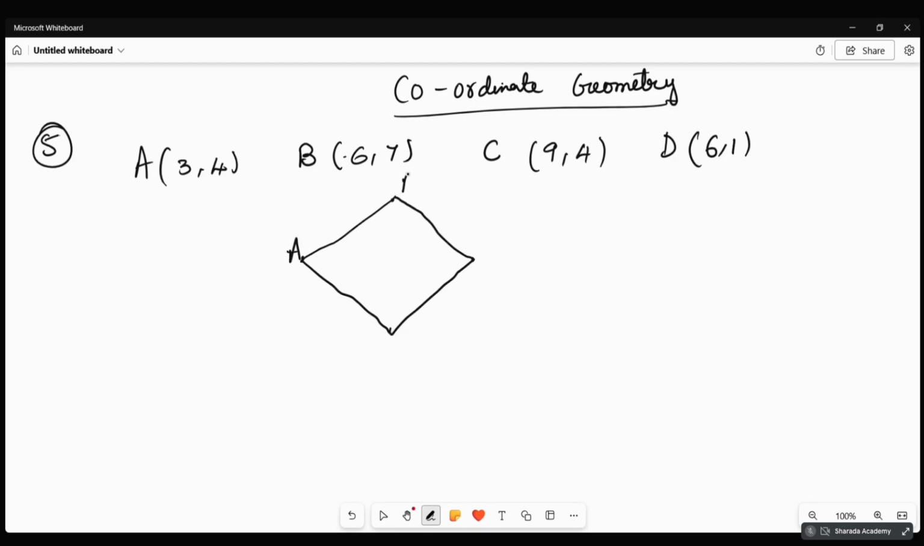A, B, C, and D. So if I know AB, BC, CD, and AD all are equal, then find the diagonals also, BD and AC. If diagonals are also equal, but they will not be equal to sides. If BD is equal to AC, then it is a square. Otherwise, it is a rhombus. Calculate now.